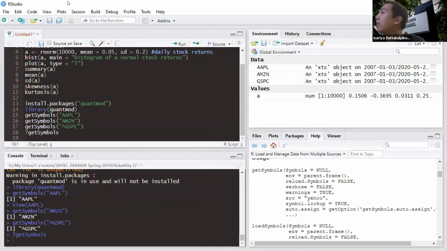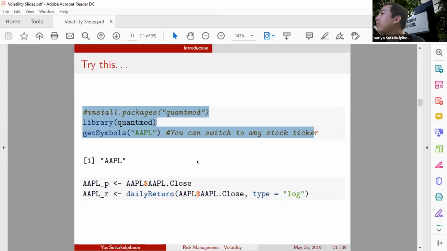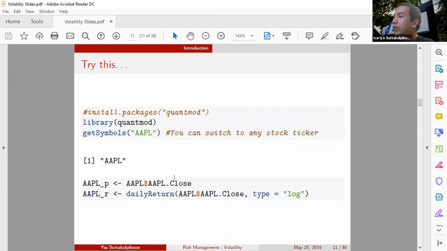Let's go back to the slide. Here, what I want to do is retrieve the closing price. Let's just use close price for now. So I want to retrieve the close price from this data. Now we have data called Apple, AAPL. I want to import that one particular column called close, and then I want to calculate a daily return. In the quantmod library, there's a function that you can calculate a daily return just like that. There's a function called daily return like this.